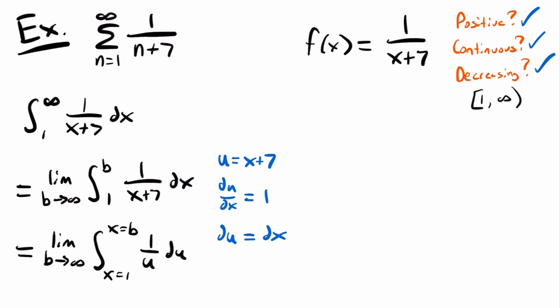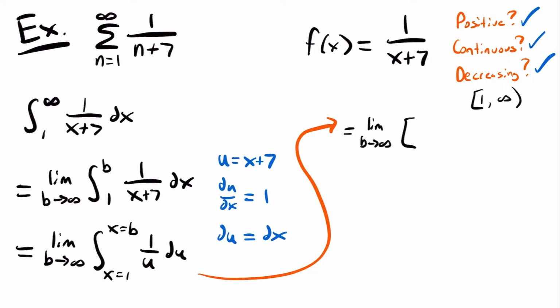So we do need to work back into terms of x after integrating before we can plug in those bounds. If I continue my work over here, we can now integrate 1 divided by u to be the natural log of the absolute value of u. So this will be equal to the limit as b approaches infinity of the natural log of the absolute value of u evaluated from x equals 1 to x equals b.